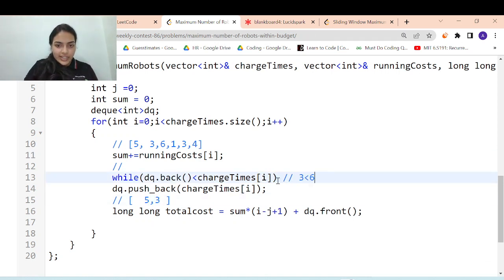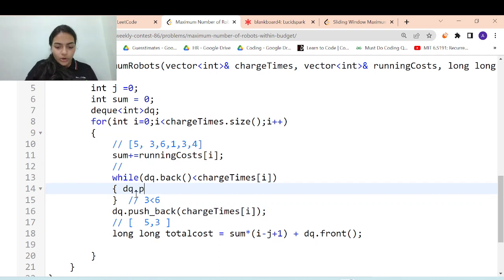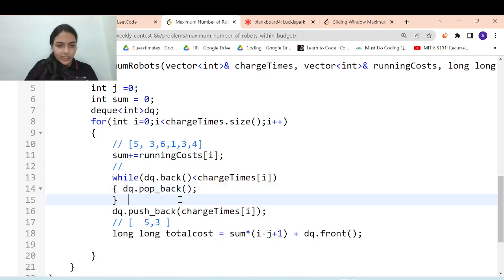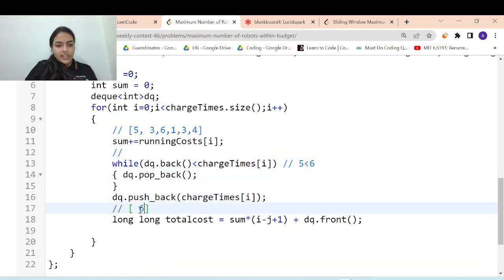So if 3 is less than 6, what you have to do? You have to just remove it from the DQ. So DQ dot pop back. So when you remove this from the DQ, what you will see? Now you will see 5. So 5 is also less than 6. So remove 5 also. So this while loop is completed. Now you can push the element 6. 6 is the king of the DQ because 6 is the maximum element. So this is the while loop that you have to give.